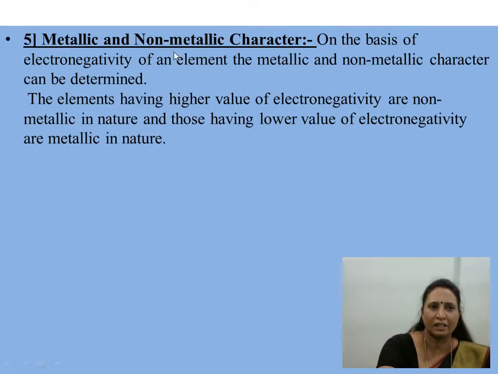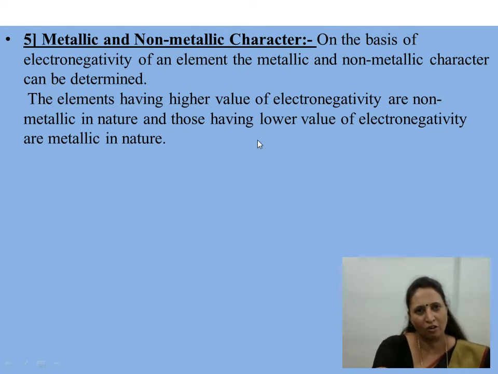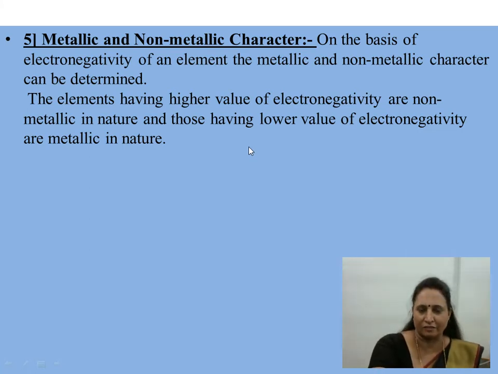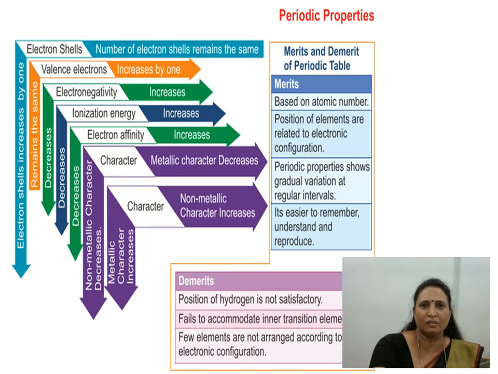Now the fifth one is that metallic and non-metallic character can be identified with the help of electronegativity value. Elements having a higher value of electronegativity act as non-metals. That means they have more tendency to accept electrons, which is called non-metallic character. So the higher the electronegativity, the more the non-metallic character, and the lower the electronegativity, the more the metallic character. Now this table gives the overall periodic table information.